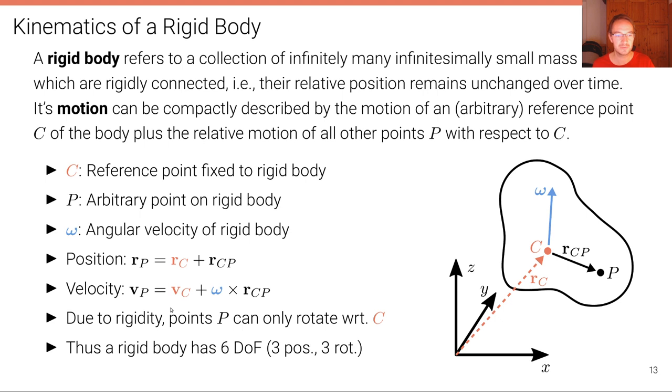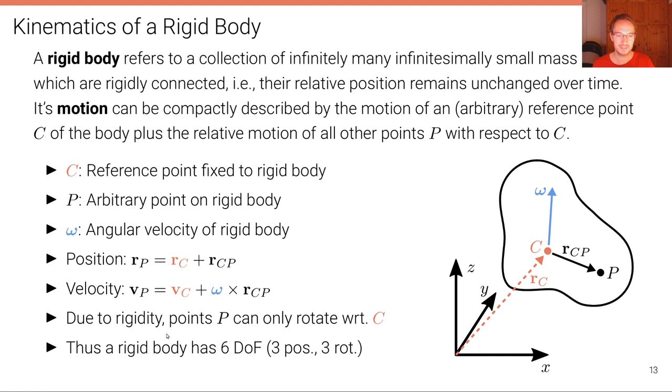Similarly, we can also describe the velocity. The velocity of any point on that rigid body is the velocity of the reference point C plus a rotational component. So there's always a linear component and a rotational component when we describe the motion, the velocity of a rigid body. And the rotational component is simply the angular velocity vector omega cross product the relative vector from C to P.